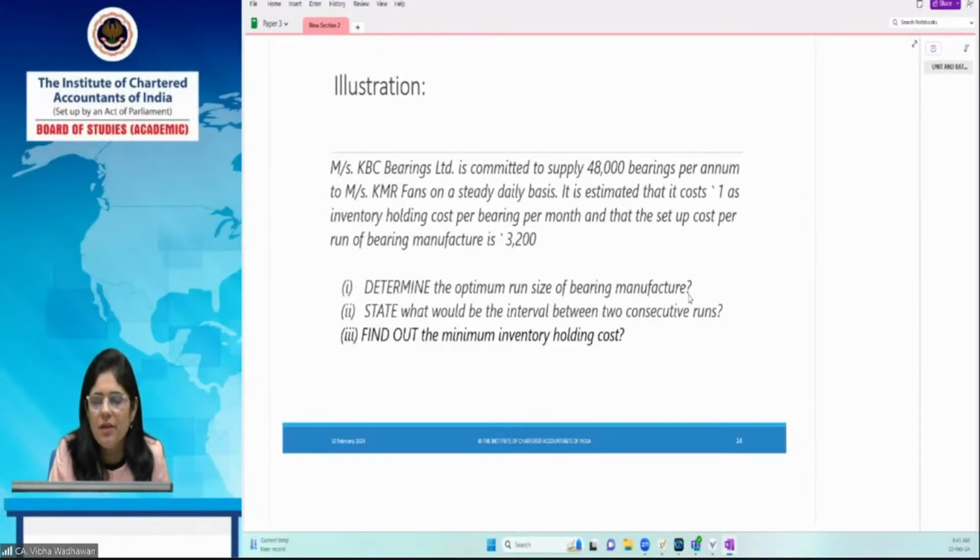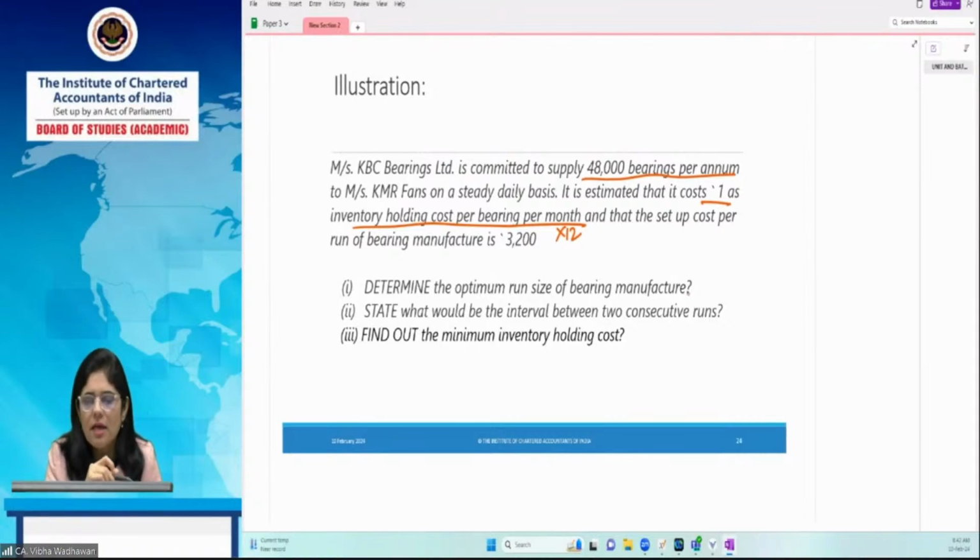So this bearings company is committed to supply 48,000 per annum. It is estimated that it costs 1 as an inventory holding cost per bearing per month. But you want the inventory cost per annum. Inventory cost is always per unit per annum. I repeat, inventory cost is always per unit per annum. So it's per month, so multiply by 12. Clear? Setup cost is always per run or per batch.